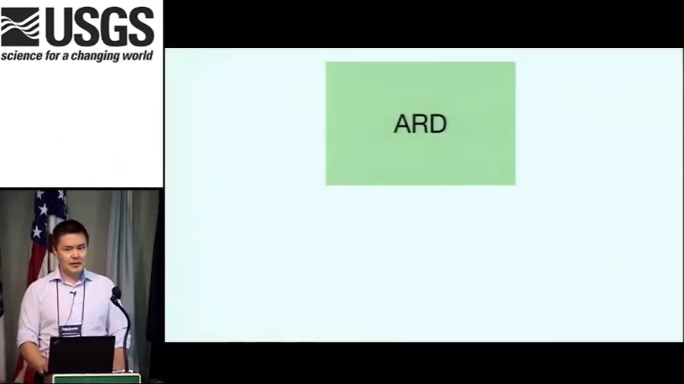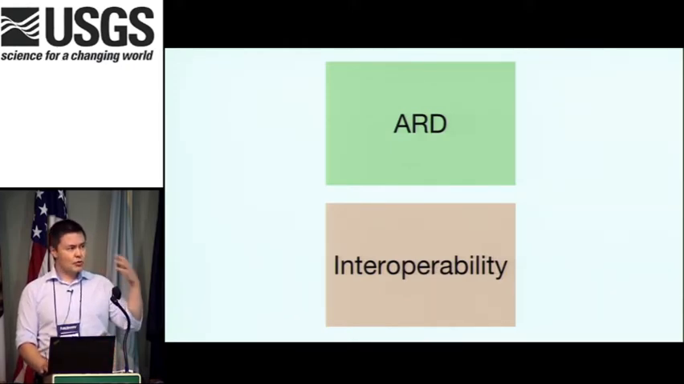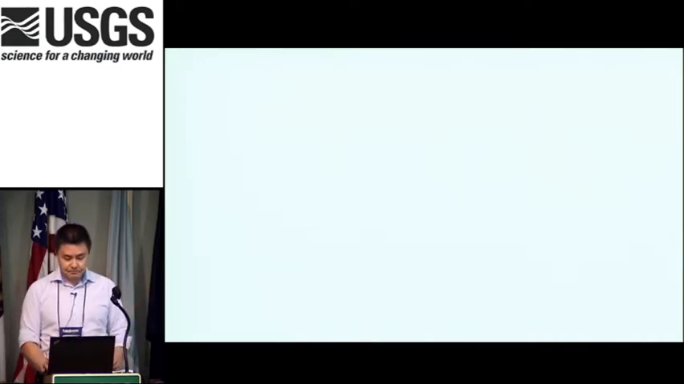We have two terms that are used pretty loosely here. One is ARD, analytics ready data. What that means is pretty contentious. I think it can mean many different things. Then we have interoperability, and they're usually mixed in the same conversation, but they mean many different things operationally. So I wanted to go through some of the thoughts that come to mind in terms of what these two things are.